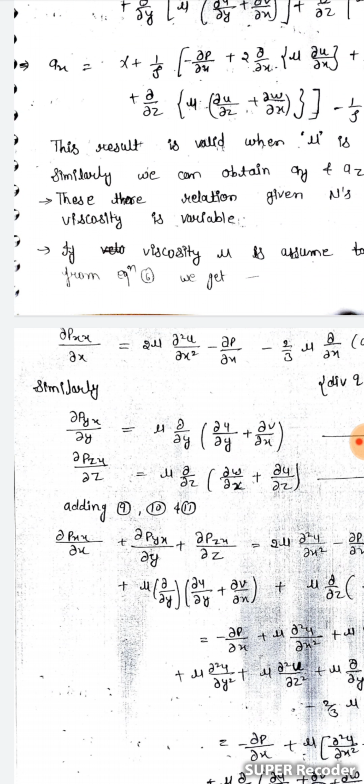So putting the value in equation 4, we get Ax is equal to X plus 1 by rho into minus delta p by delta x plus mu nabla square u plus mu by 3 delta by delta x of divergence of q, or Ax is equal to X minus 1 by rho delta p by delta x plus nu nabla square u plus 1 by 3 nu del by del x of divergence of q, where nu is the kinematic viscosity.